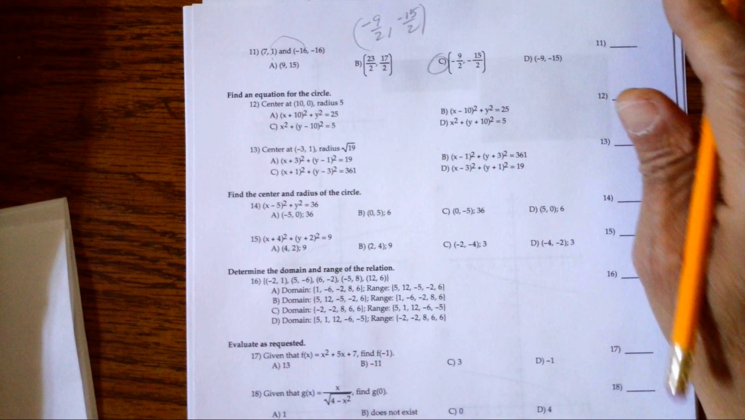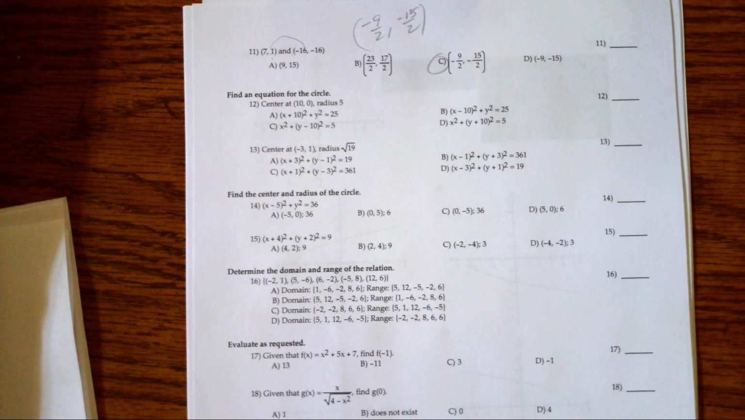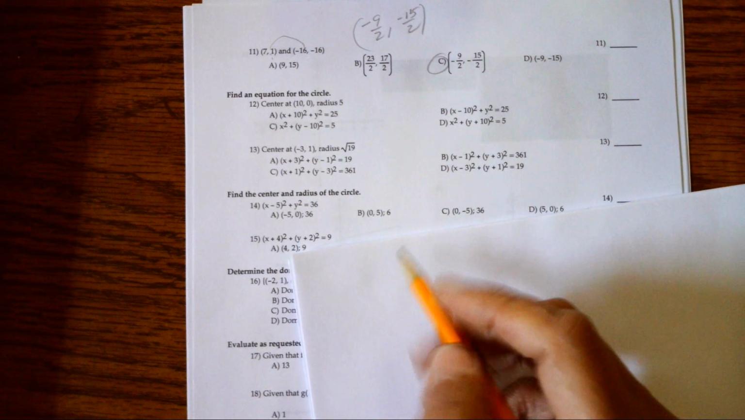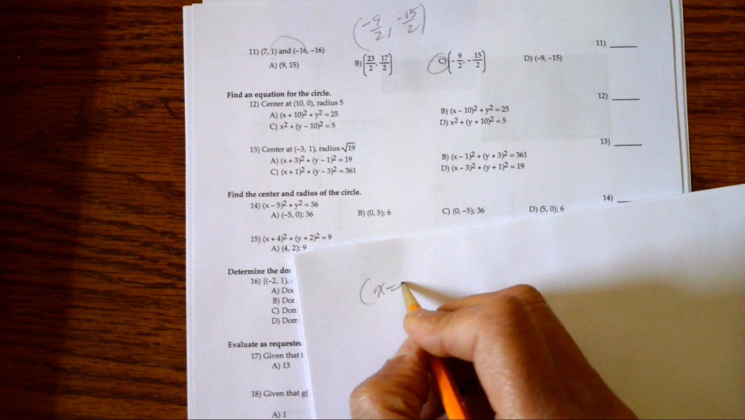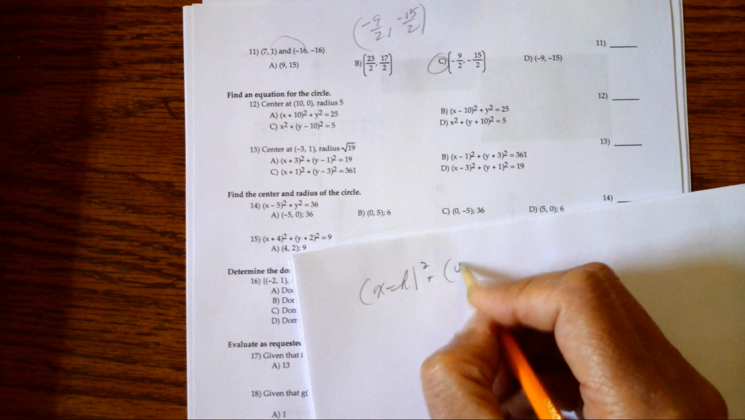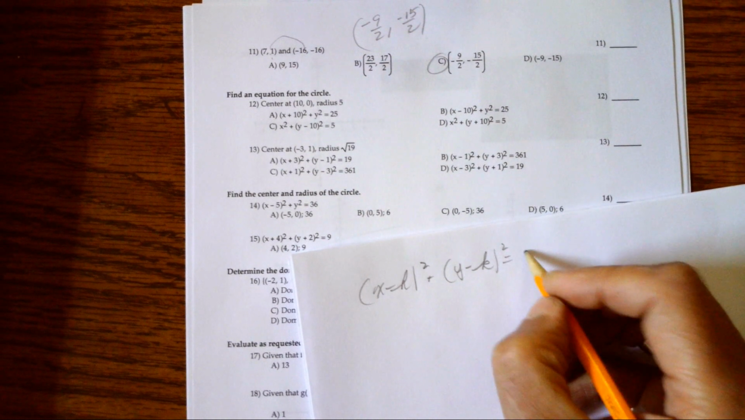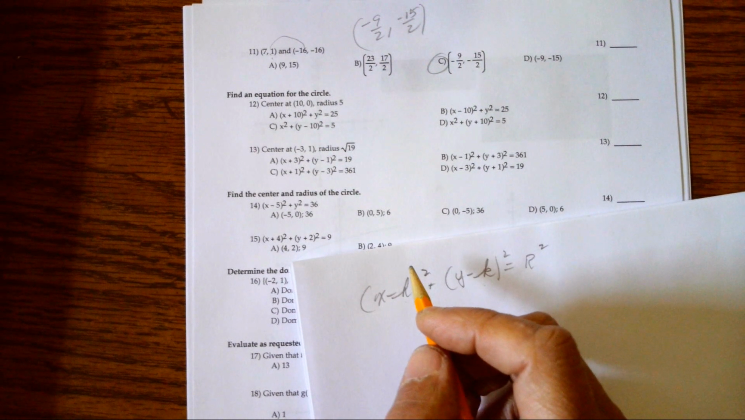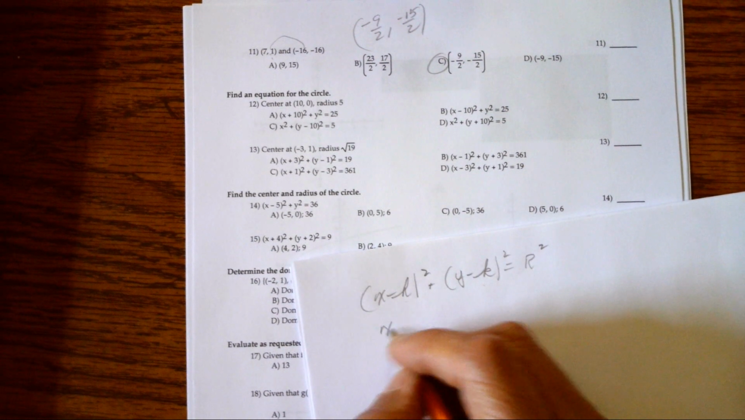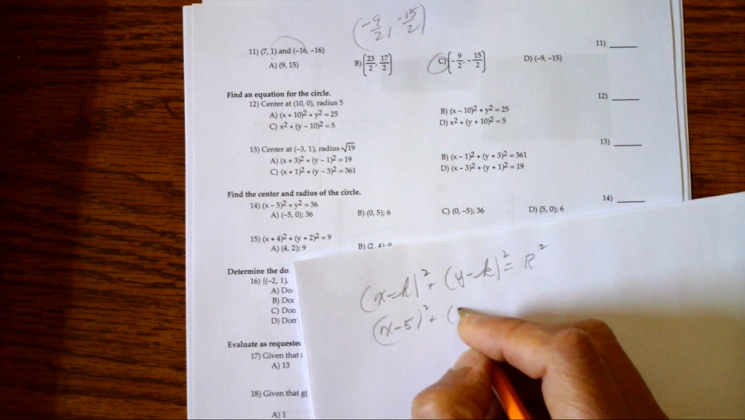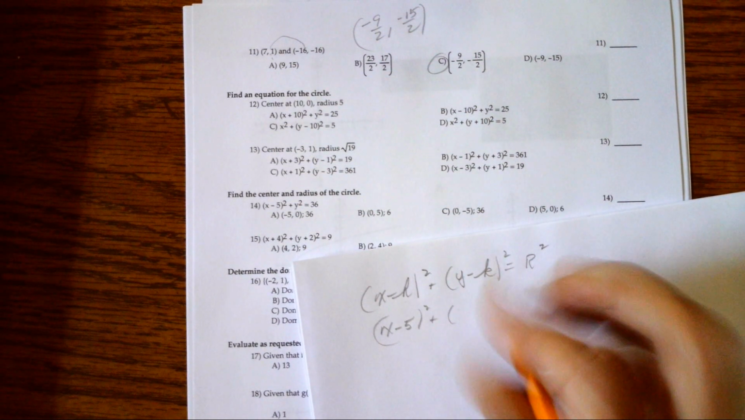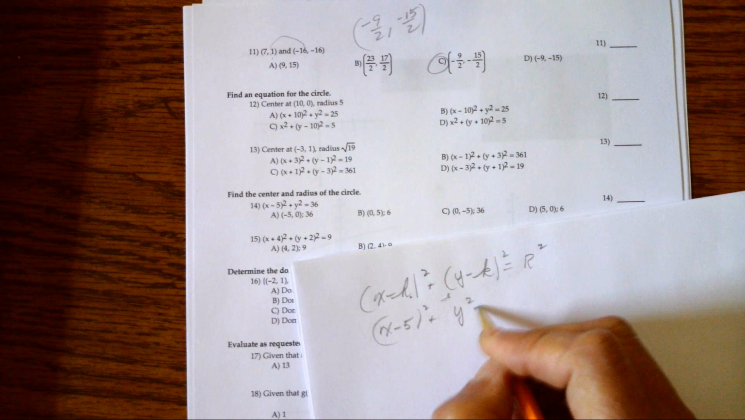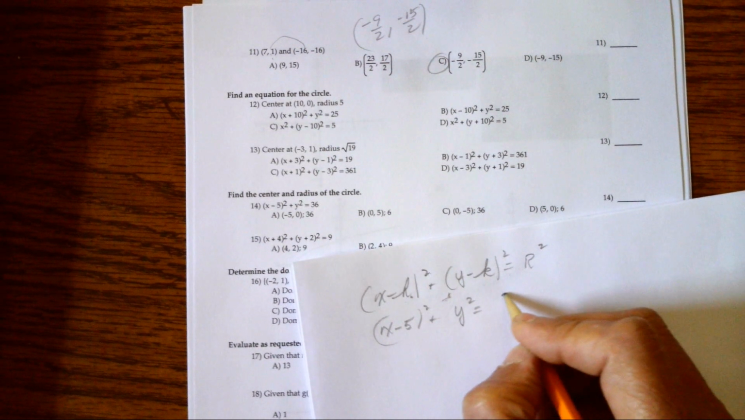Okay. Equation of a circle. The general equation of a circle is x minus h quantity squared plus y minus k quantity squared equal to r squared, where (h, k) is the center of your circle. So, find the center of the circle. He gives me x minus 5 quantity squared plus y squared equal to 36.